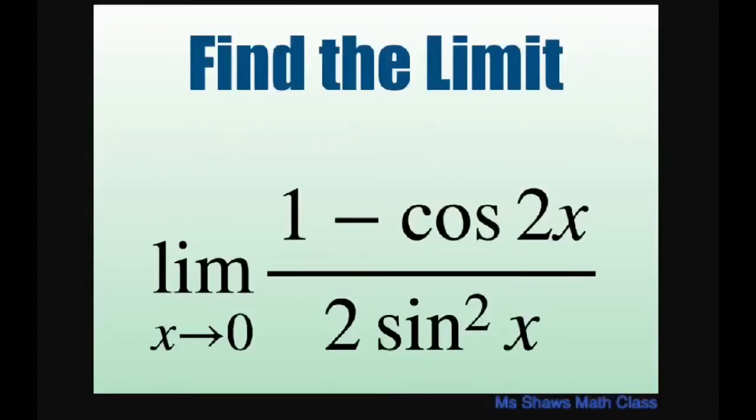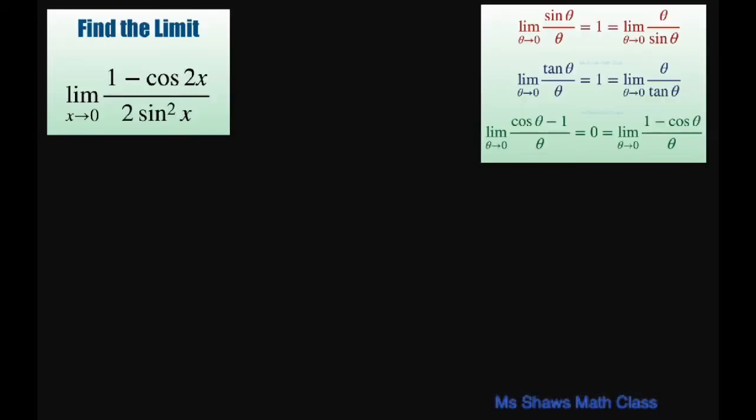Everyone, we're going to find the limit as x approaches 0 of (1 minus cosine of 2x) divided by 2 sine squared of x. Alright, so what we're going to do first is go ahead and write this down, and we're going to make it look like one of these here, because we know the limit of these is 1. So if I can make it look like this, then it's going to be a lot easier. If you substitute in 0 in here, it's going to be undefined.